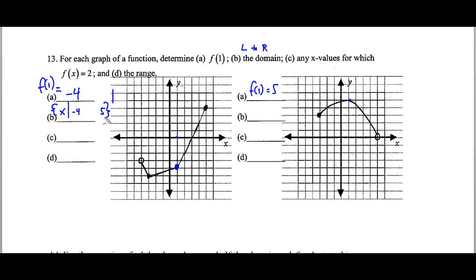Now you'll notice that the way I have to write this is x is between these two numbers. So this exists between negative 4 and positive 5. Now you'll notice that this is an open circle, which means it doesn't actually connect to the negative 4, but it does connect to the positive 5.